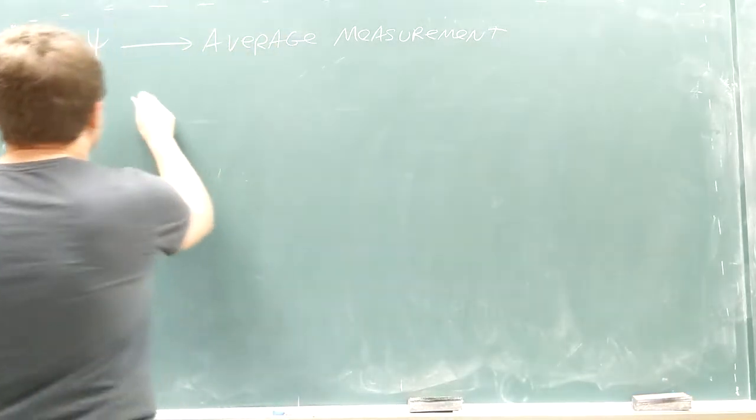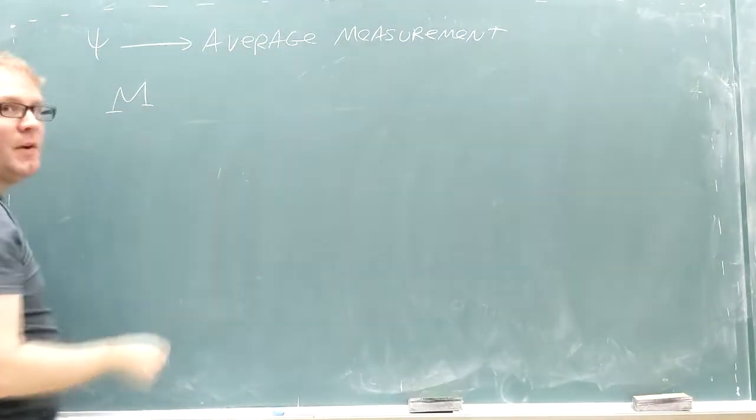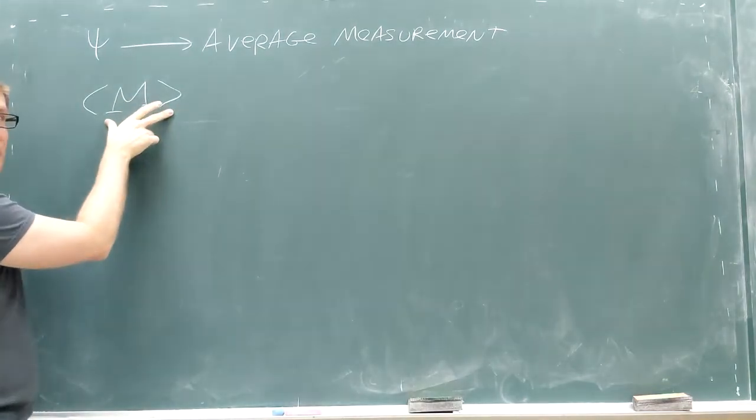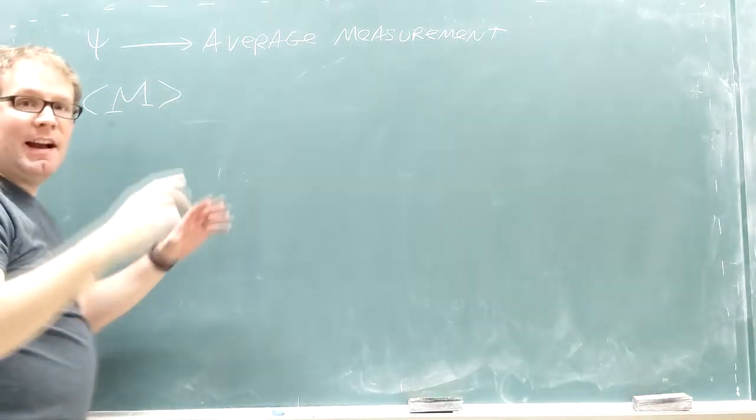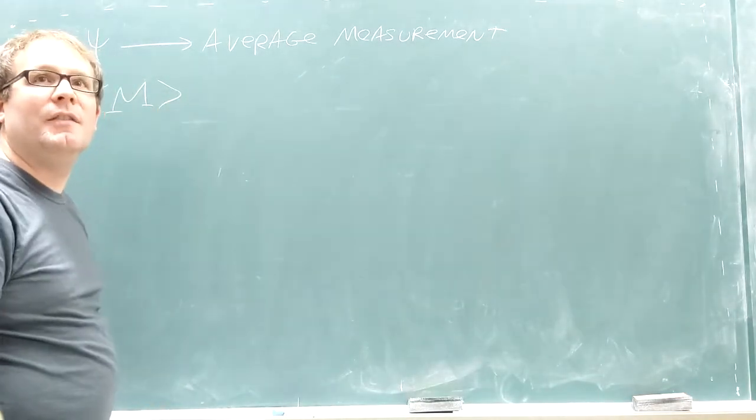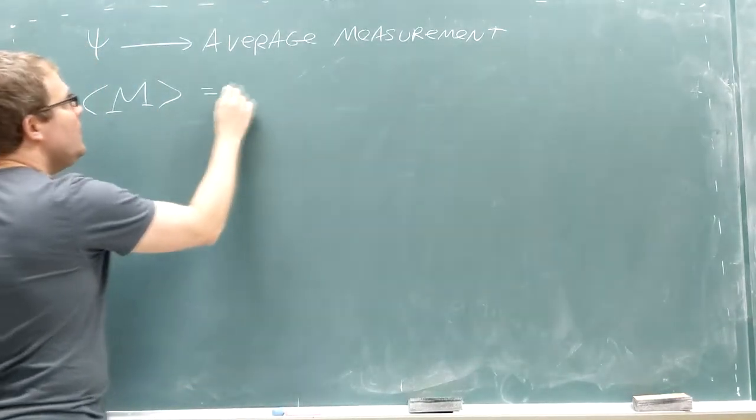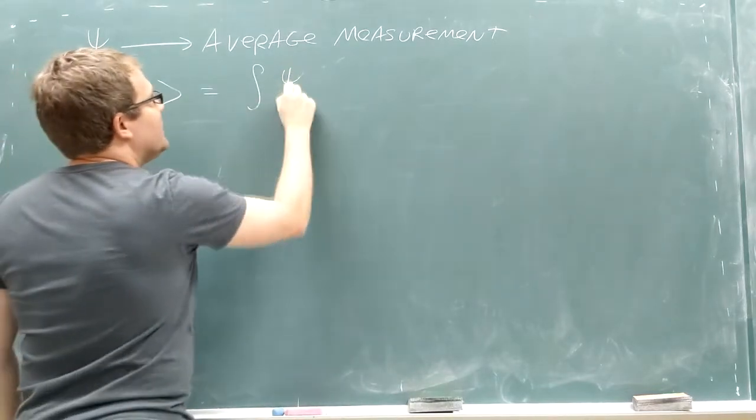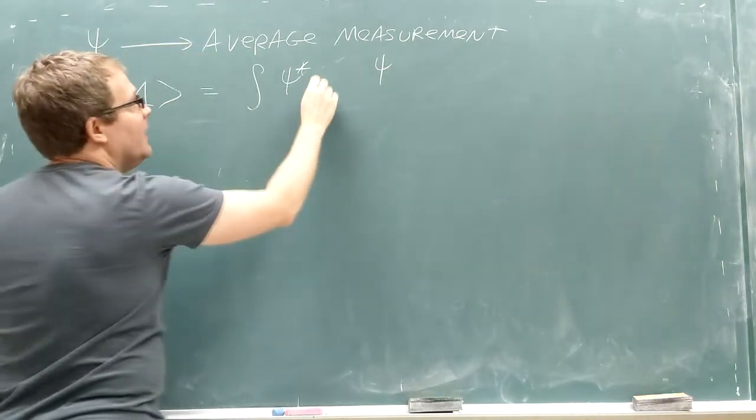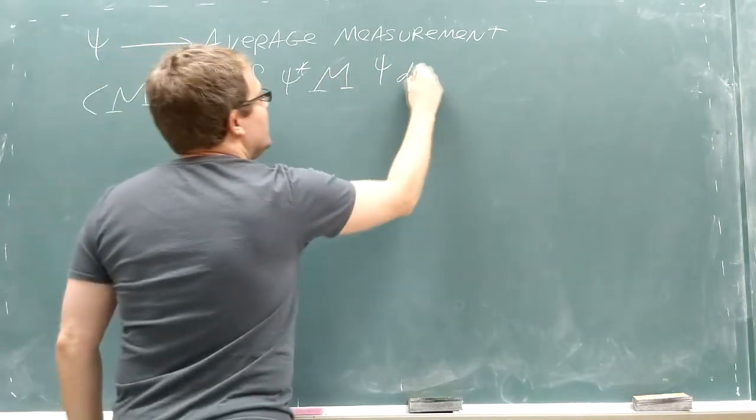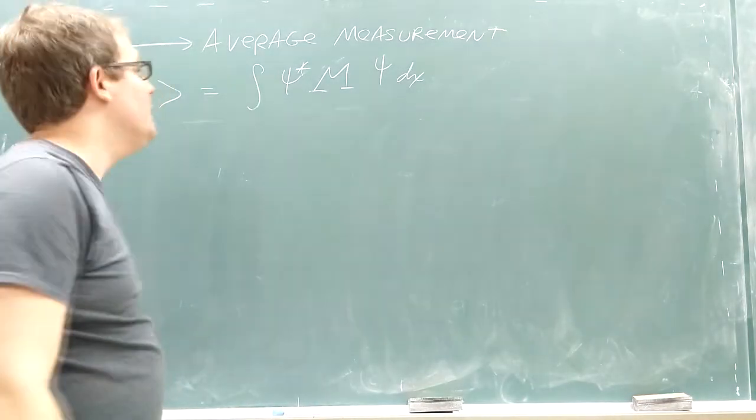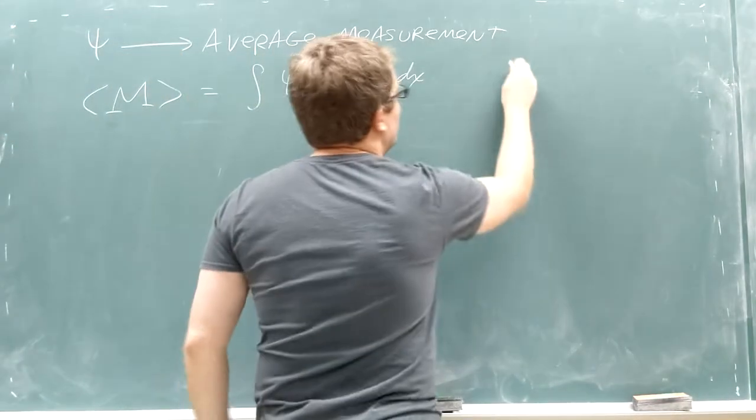The recipe is this: if you're trying to measure a thing, call it M, M for measurement. The way we denote an expectation value is with these little wedges here. So this is like saying, here's the average that you expect to get. Everything should be within some range of this value. The way you do this is you take an integral. You take psi star, the complex conjugate of your wave function. You take a psi, and then you place this measurement in the middle, and you integrate over all the space that you're interested in.